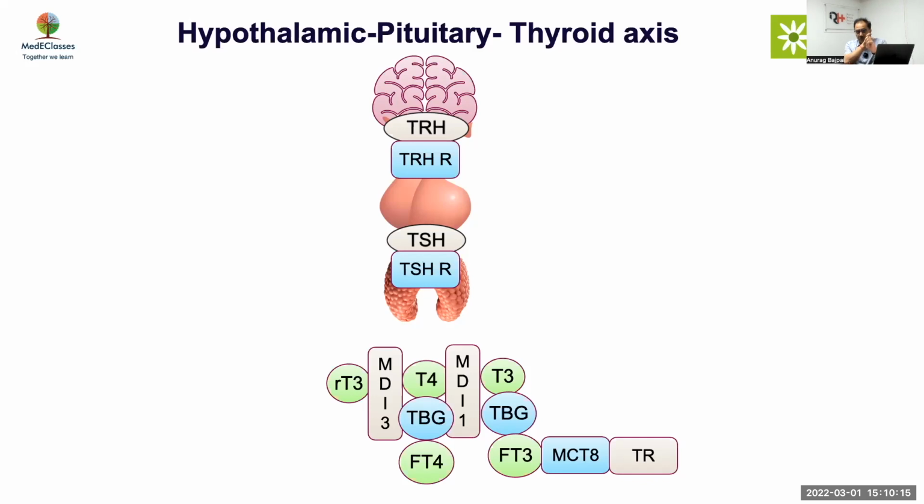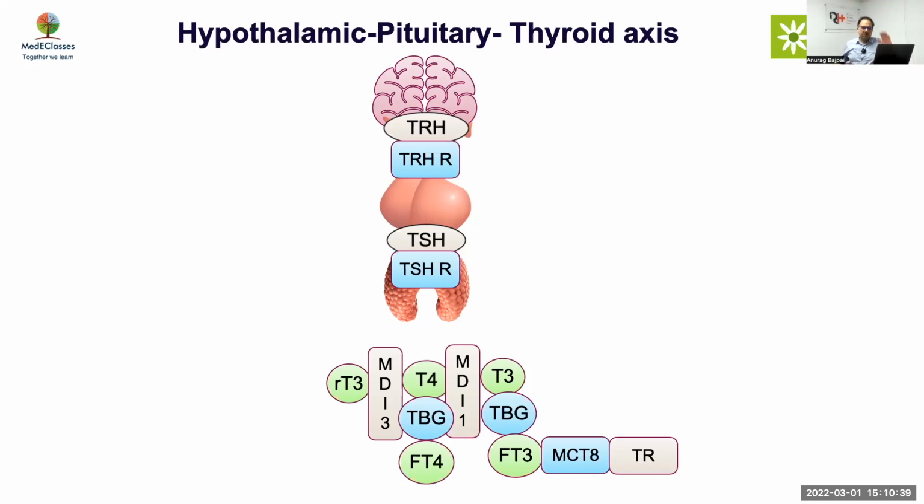Then what else? The binding to TBG will go down, so you will have more free hormone. MCT8 will be overexpressed. Thyroid receptor will be overexpressed. So this is like an entire defense mechanism: high TRH, high TSH, more MDI1 or 2 activity, more MCT8 activity, less binding, and more receptor. So these are all the mechanisms that are there.